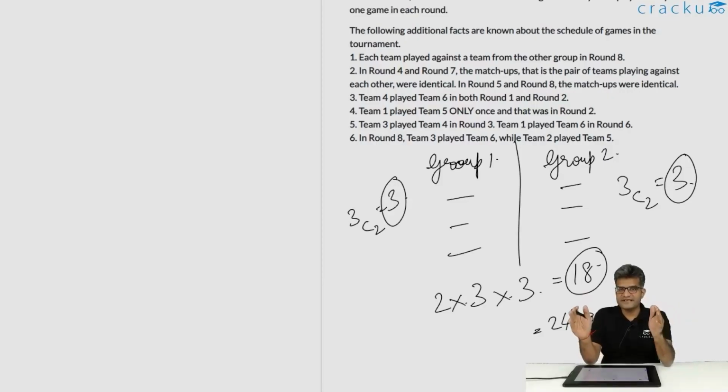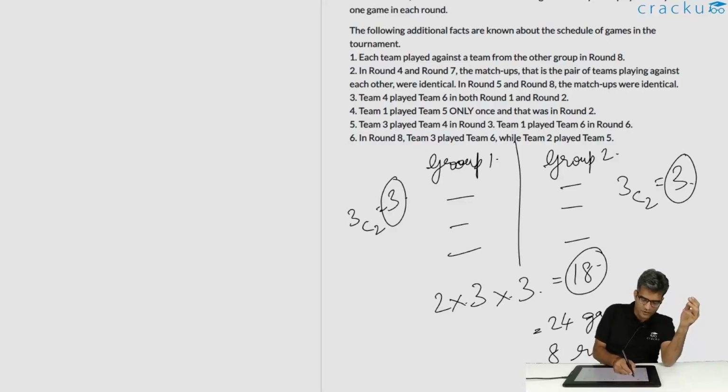We are told that each of the 6 teams plays exactly 1 game in every round. Now one game has 2 teams. So this would imply that when the 6 teams are playing exactly 1 game in every round, there are 6 teams, each game has 2 teams. So every round will have 3 games. So the total number of rounds will be 8 rounds.